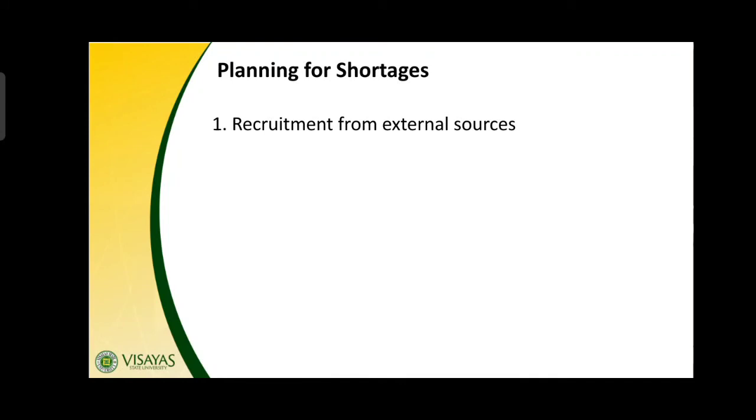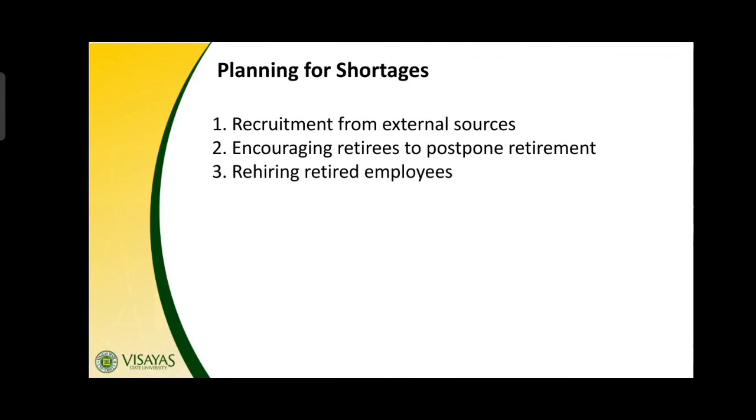So, in case of shortages, there must be recruitment, no, from external sources. So these are the means which we could do in cases of shortages. So pwede ta mo recruit from external sources, then encourage retirees to postpone retirement. Pwede sad ta mo rehire of retired employees. We could also introduce remedies to reduce turnover.